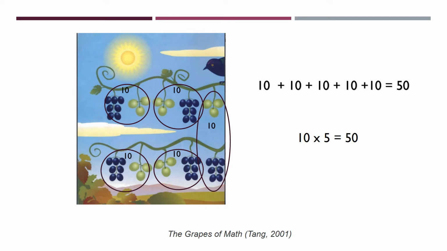Let's write an addition sentence. 10 plus 10 plus 10 plus 10 equals 50. We have 5 sets of 10. Our multiplication sentence would say 10 times 5 equals 50.